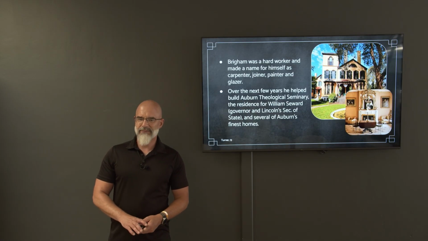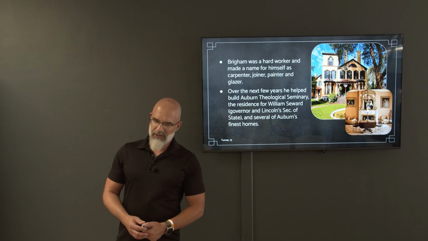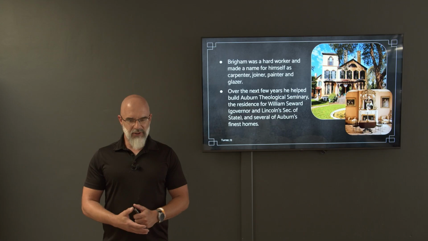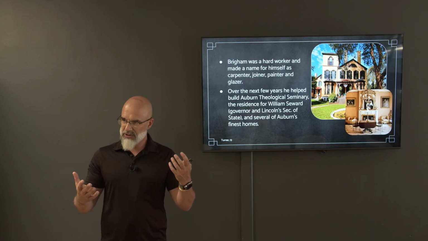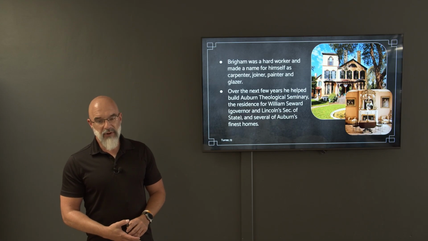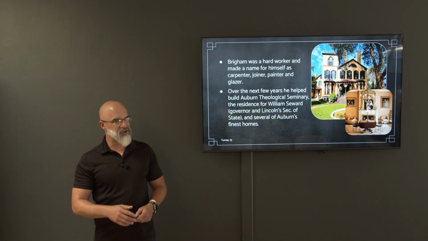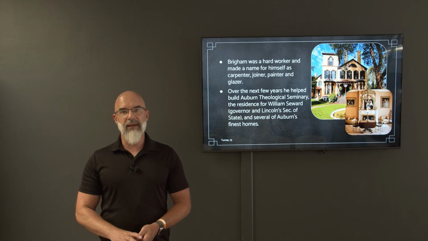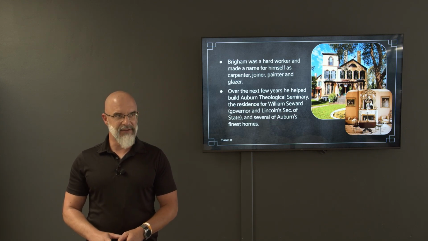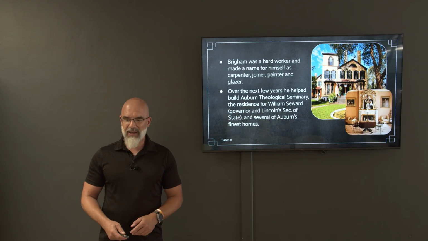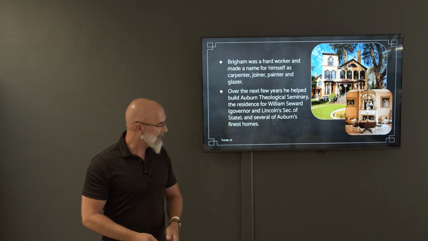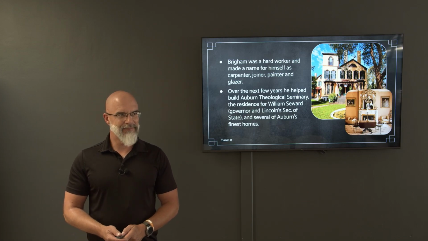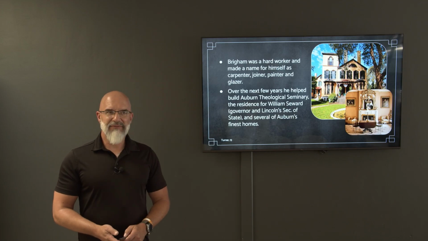He was a hard worker, and as a painter and a joiner, a carpenter, and a furniture maker, he made a name for himself. Over the next few years, he helped to build, and he's still a teenager, early 20s in this period, Auburn Theological Seminary and the house that's in these pictures that's still there today. This is the home of William Seward, who was going to become the governor of New York, and he was President Lincoln's Secretary of State. If you go in that home today, you can go to this parlor, and the fireplace in that parlor was actually built by Brigham Young when he was just a young man. Kind of neat that stuff like that is still there.